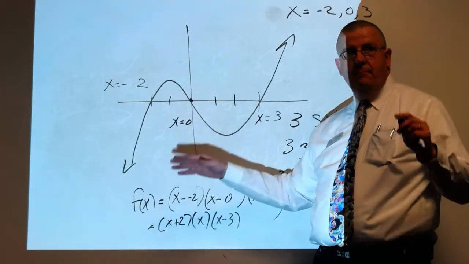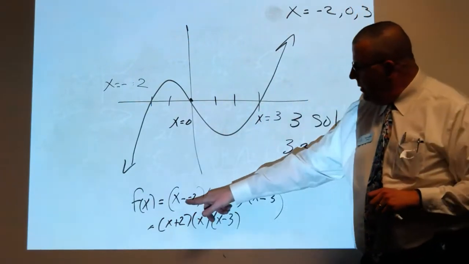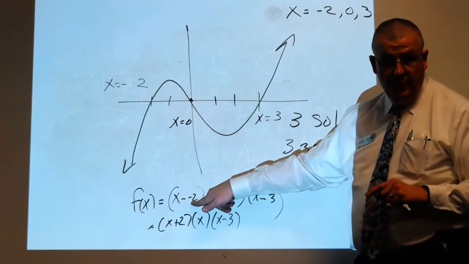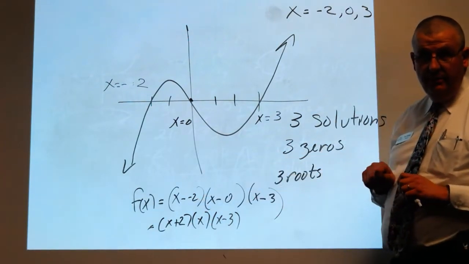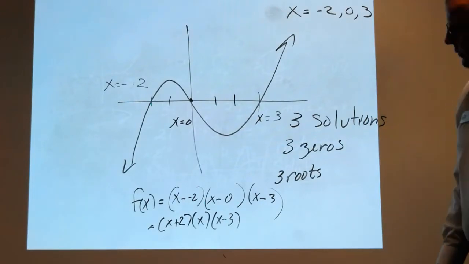So if they ever ask us to write a function of least degree, which means have the smallest number of x's multiplied, okay? So it's x minus my solutions, however many solutions I have. And that's it. It's pretty easy. It's really, really easy to do.